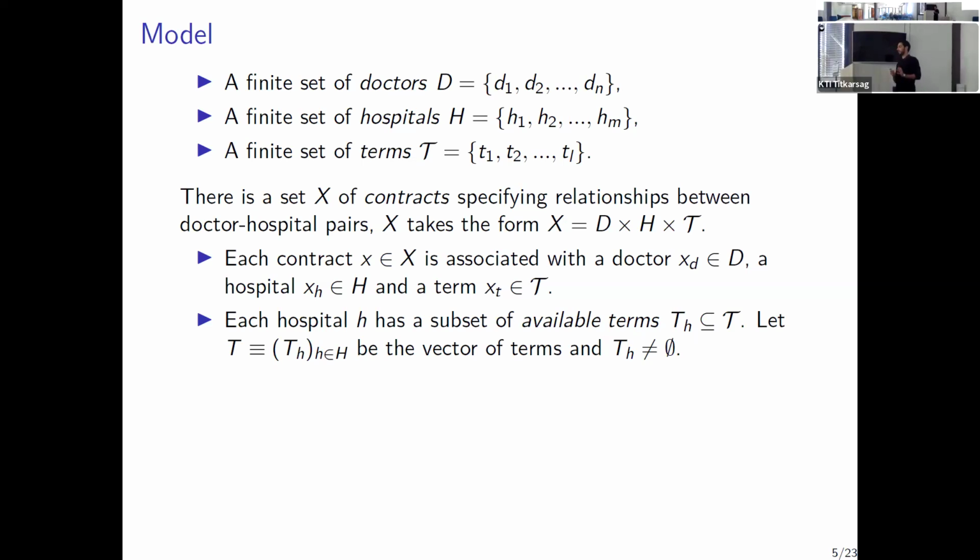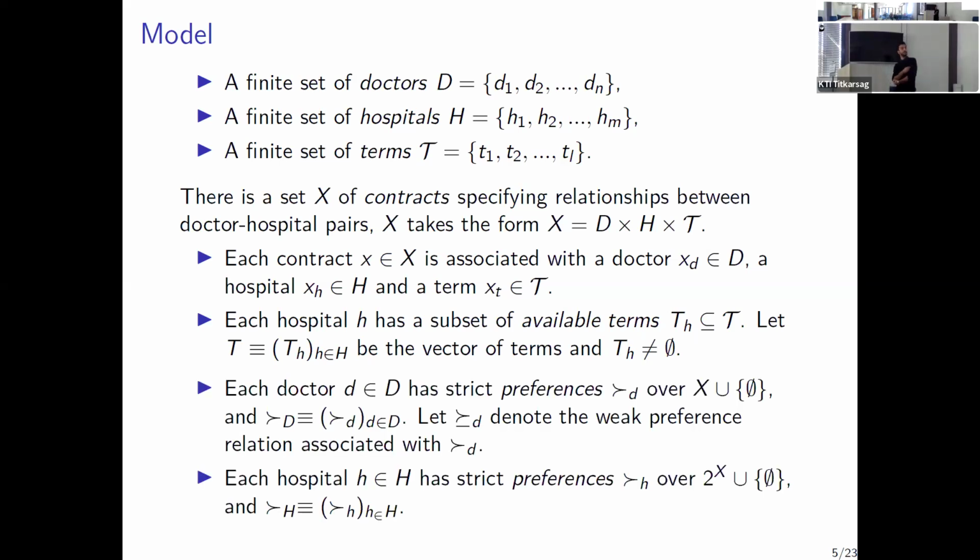And for any hospital, I assume that they can offer at least one term, so the set of available terms is non-empty; otherwise there is no contract that concerns this hospital that is available, and the hospital is irrelevant. And I define a vector of terms, which is a vector of sets: to each hospital it associates its set of available terms.